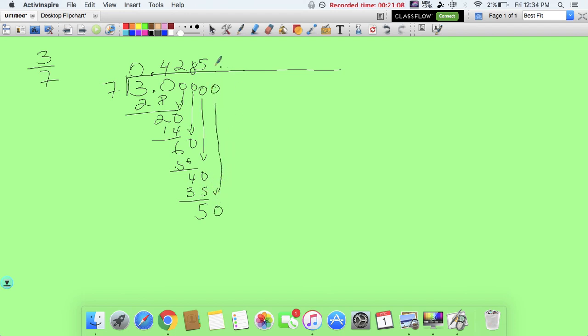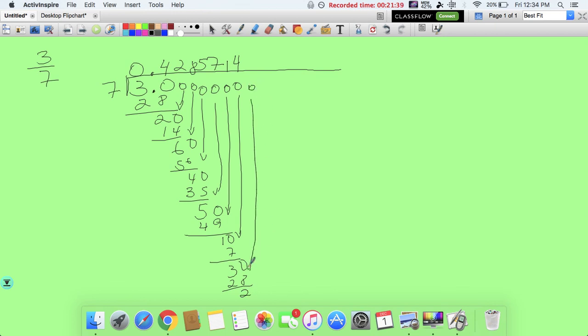7 goes into 50 seven times, which is 49. You might be asking, how long will I continue? Well, you'll see. And then 1 left over. Bring another 0 down. 7 goes into 10 one time, which is 7. You get 3 left over. Uh-oh. See this 3 here? It's the same thing as the 3 we started with. So let's see what happens if I continue. Bring a 0 down again. 7 goes into 30 four times. Notice that the 4 just repeated itself, so it's 28. 2, bring another 0 down, only because I want to show you that if I continue, 7 goes into 20 two times. Notice that the 2 repeats again.